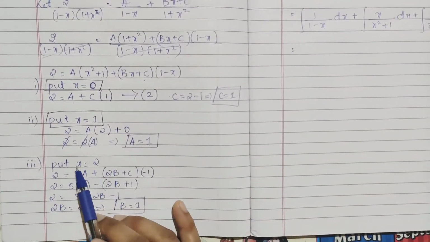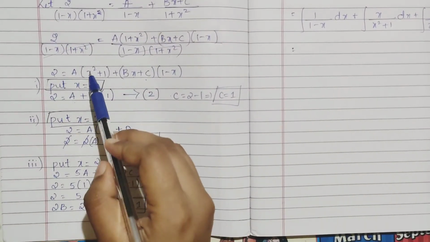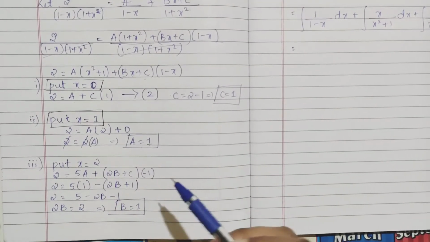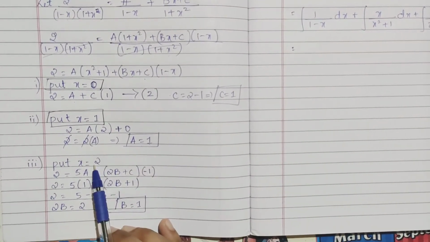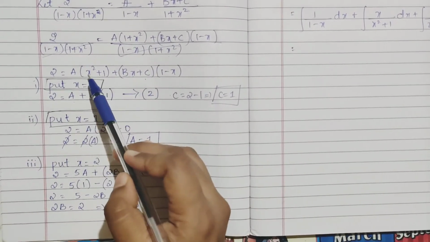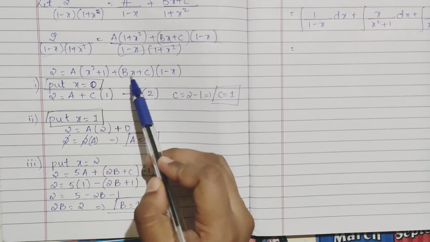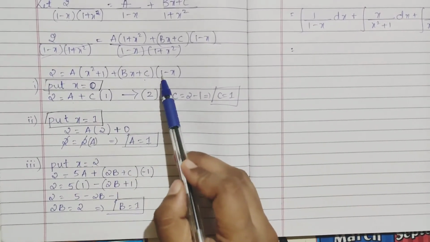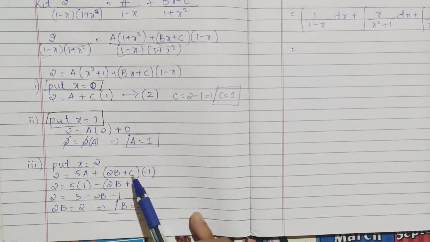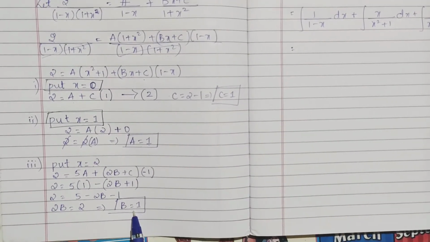Now next, put x equal to, you can take even minus 1 also, because minus 1 square will again be 1. Minus 1, minus 2, anything you can take. So put x is equal to 2, and substitute 2 wherever x is there. 2 square plus 1 is 5, so 5a plus 2b plus c into 1 minus 2, which becomes minus 1. Now substitute the a value and your c value, so you will get b is equal to 1. Okay.